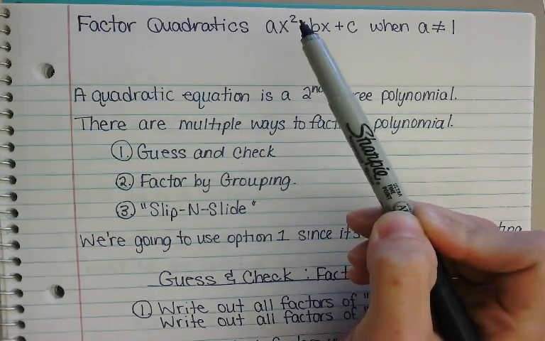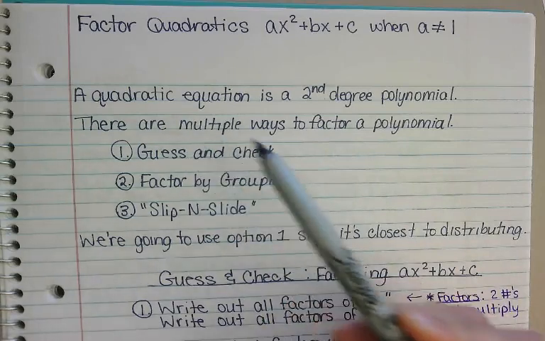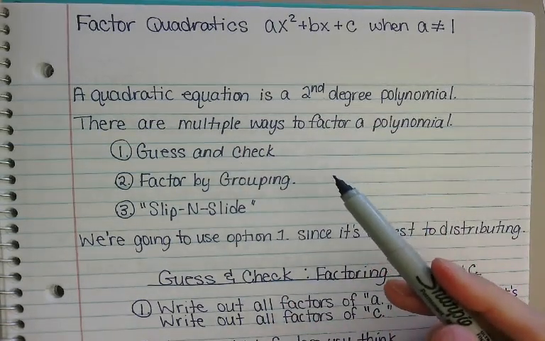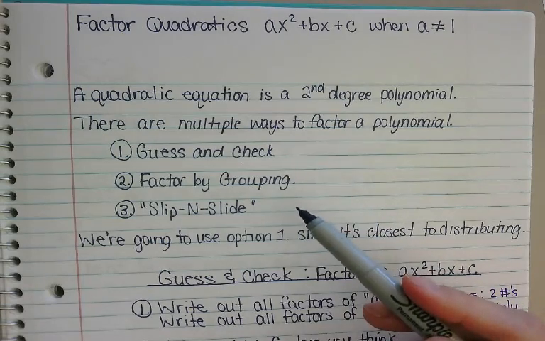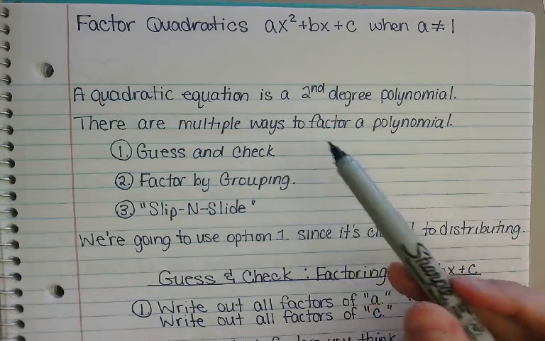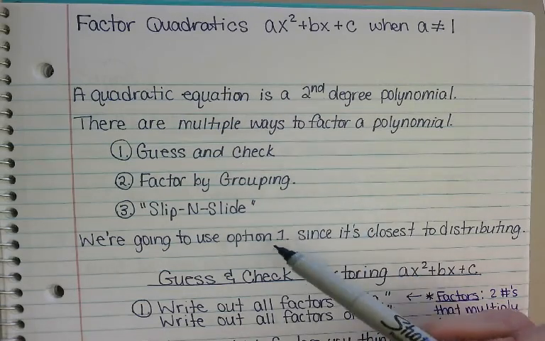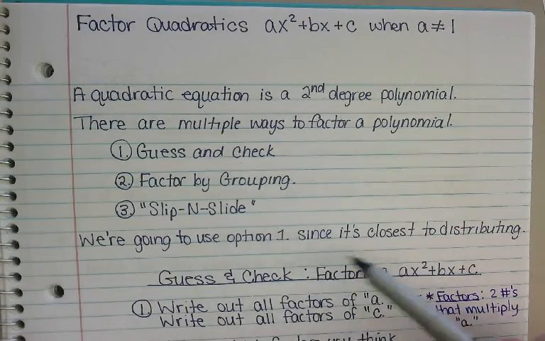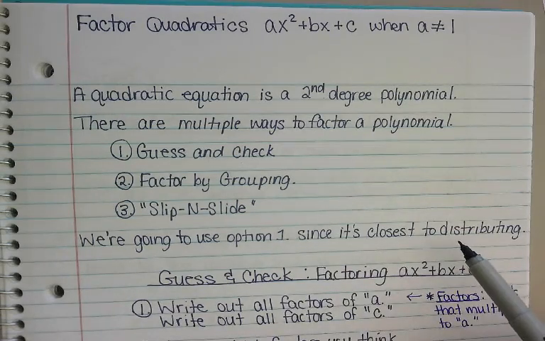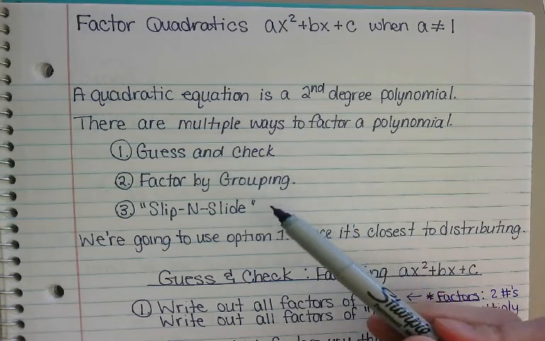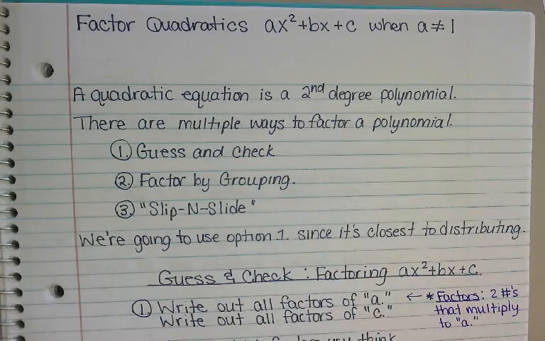Okay, so there's my second degree polynomial, and there are multiple ways to factor a polynomial. There's guessing and checking, factor by grouping, and another option that's called slip and slide. Each has its advantages and disadvantages, but I'm going to focus primarily on option 1, because it's closest to us distributing. If you're really struggling with factoring, I can try to individually show you factor by grouping or the slip and slide option.